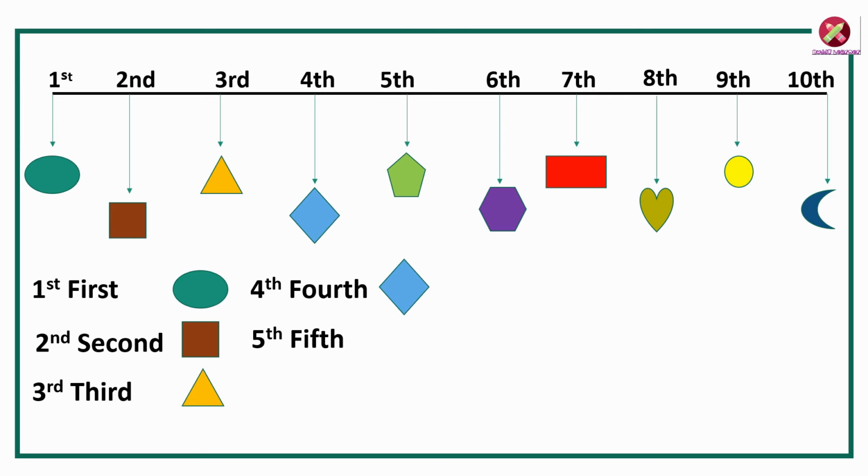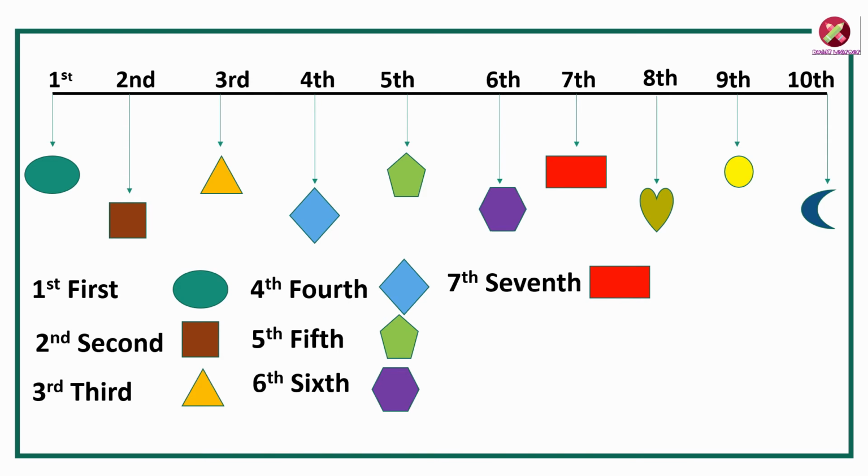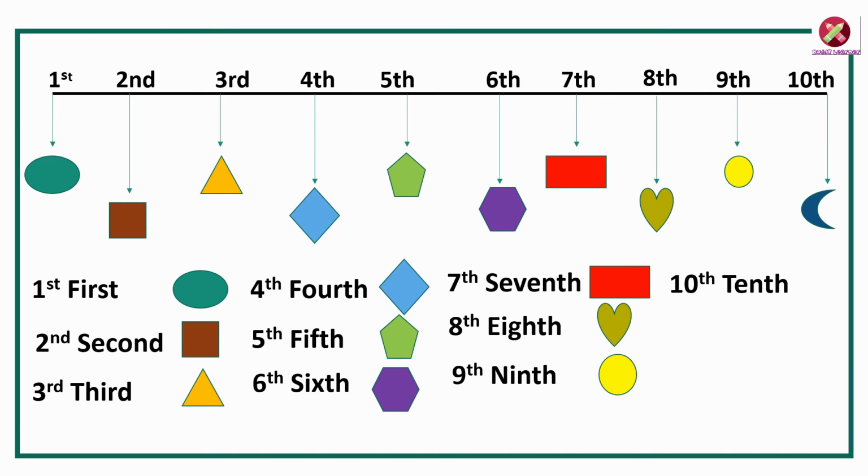Our fifth shape is the pentagon. Our sixth shape is a hexagon. Our seventh shape is a rectangle. Our eighth shape is a heart. Our ninth shape is a circle. Our 10th shape is a crescent. In this manner, we define the position of the shapes on a line.